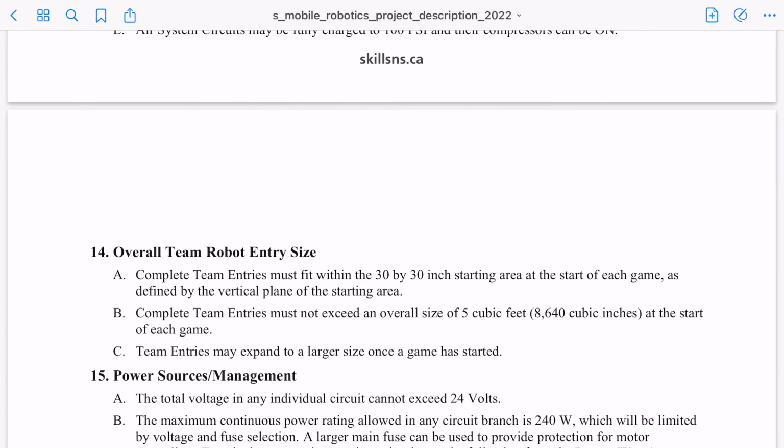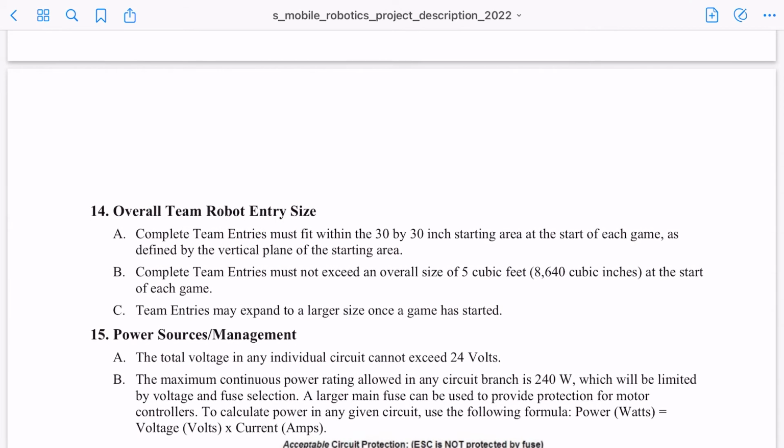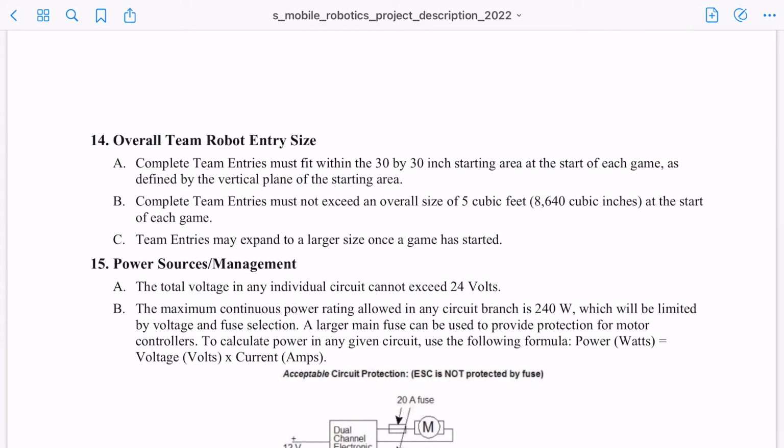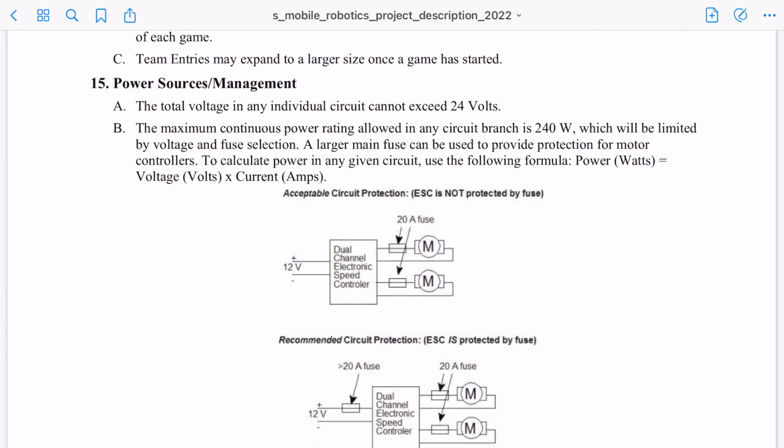Section 14 is talking about the overall team robot entry size. So it talks about the starting area size and then the overall max volume that your robot can take up. This is talking about the volume based off of a rectangle. So the max width, length, and height all multiplied together. Basically put a box around your robot or the configuration that you'll start in, and that will be your max volume calculation.